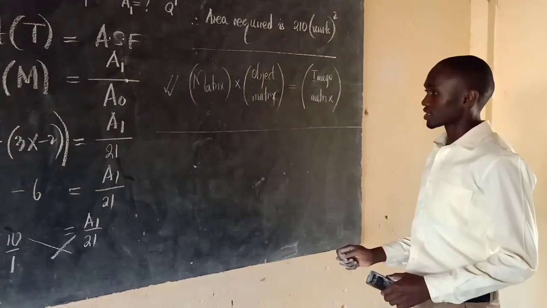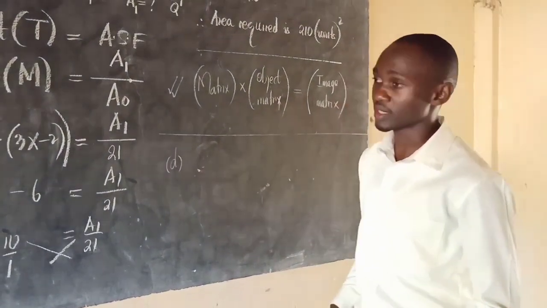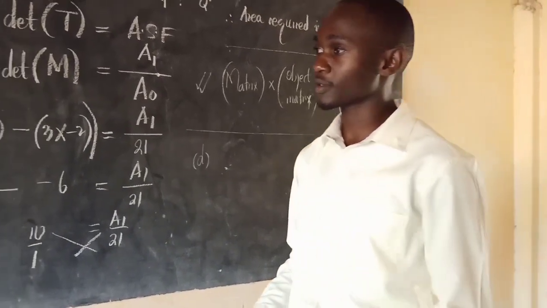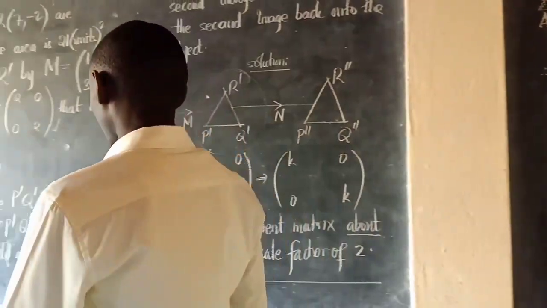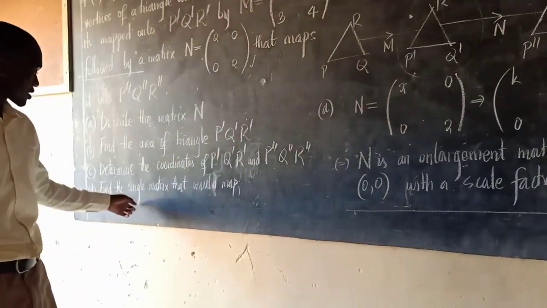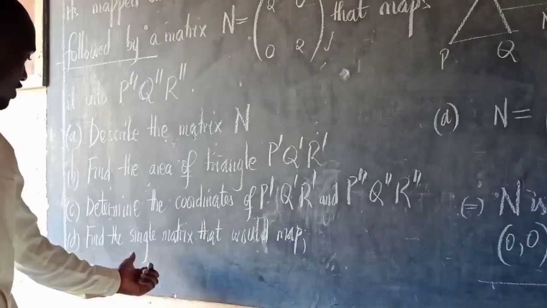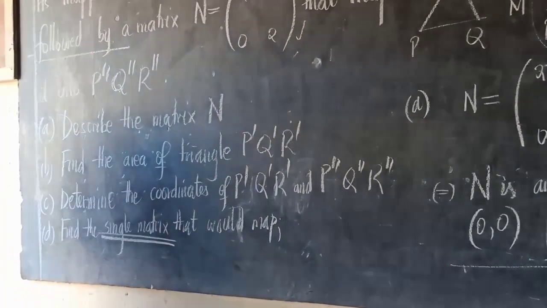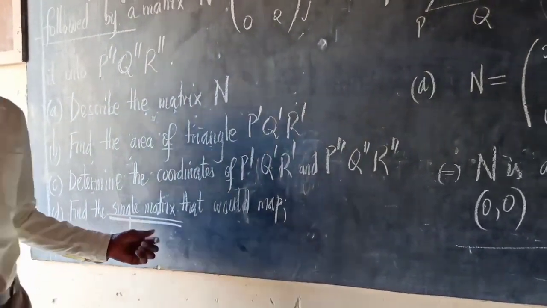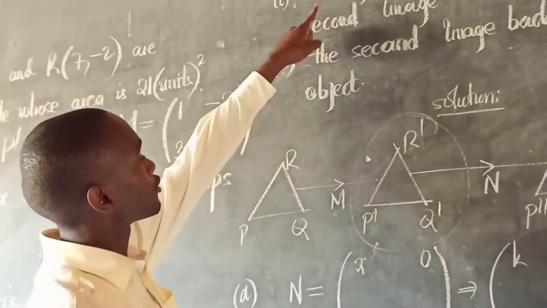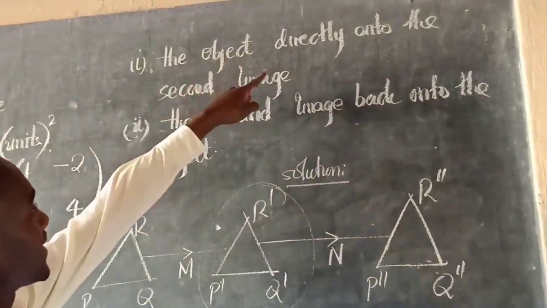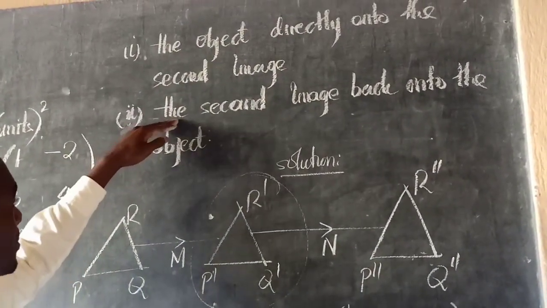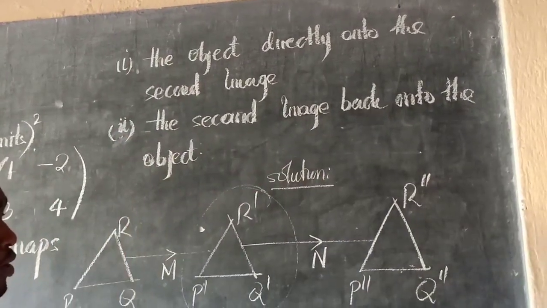Dear viewers, I want us to discuss together the last bit of the question. Find the single transformation matrix. Find a single matrix that would map. The subsection we are doing is called combined transformation. The single matrix that would map the object directly onto the second image, and the single matrix that would map the second image back onto the object.